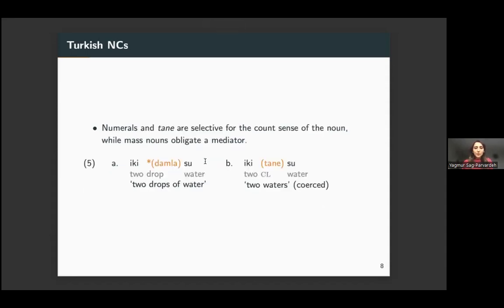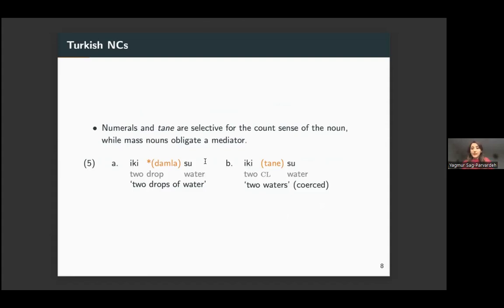So what we need to pay attention to here is that tane is behaving more like the numeral itself. For example, when we say iki, we know that it is selective for the count sense of the noun. So we can say iki kitap, but if we say iki su, we have to coerce this into a count interpretation. So it has to be perhaps 2 bottles of water, like iki şişe su. This is what we mean when we say iki su.